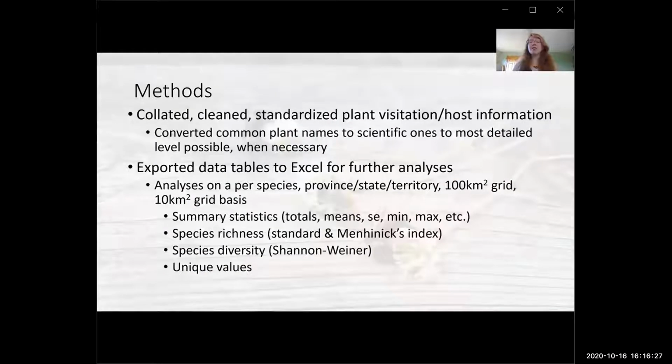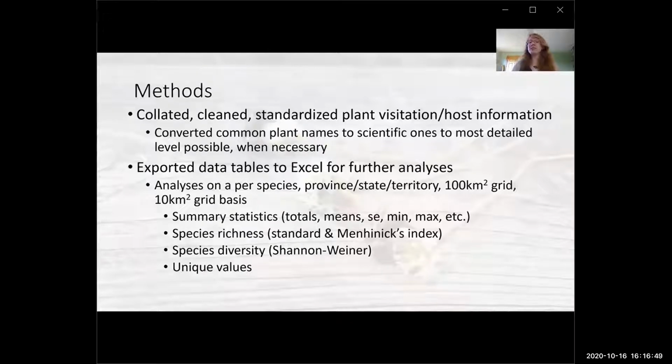For plant information, I collated it from different sources, different columns. I standardized it to remove duplicates, remove synonyms, and converted common names to scientific ones where possible, with as much information as I could to make everything as accurate and detailed as I could. Then I exported everything to Excel for further analyses. I did this on various scales from species all the way up through 10-kilometer square grids.